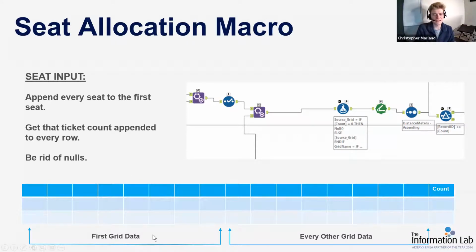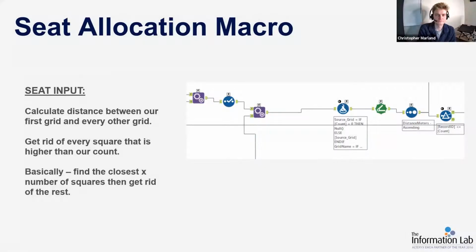And so this is what our data looks like. You've got the first data grid, and then appended to that, every other grid, and then you've got the count just at the end. So that's what the data looks like as it's going into this macro. Then once we've done that, and I've talked a bit about this already, we're calculating that distance, and we get rid of every square that is higher than our count.